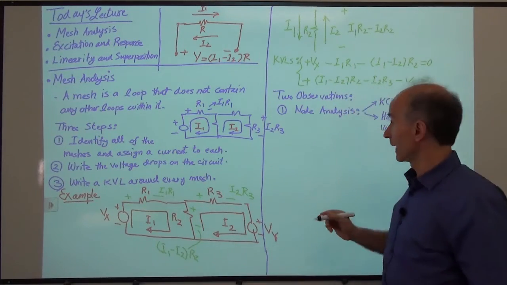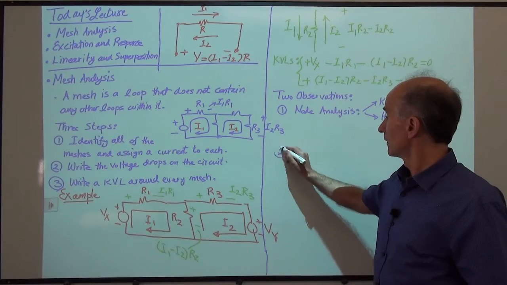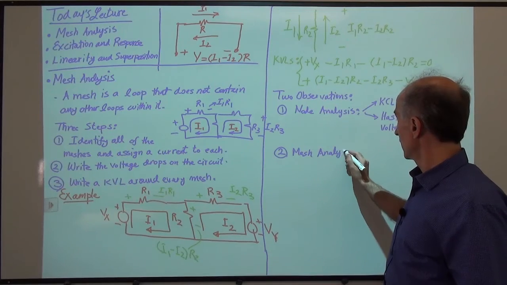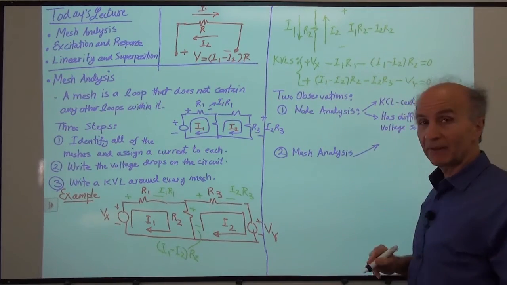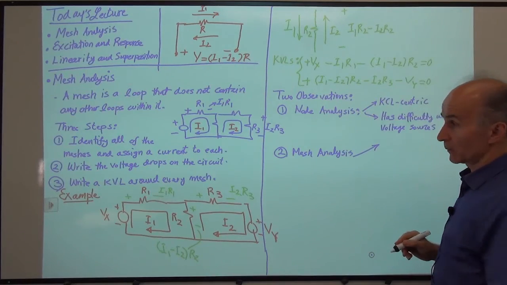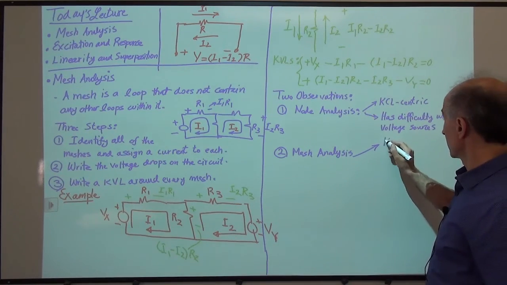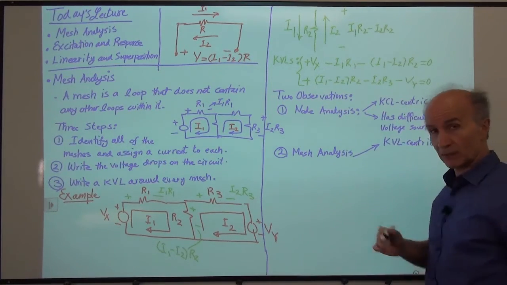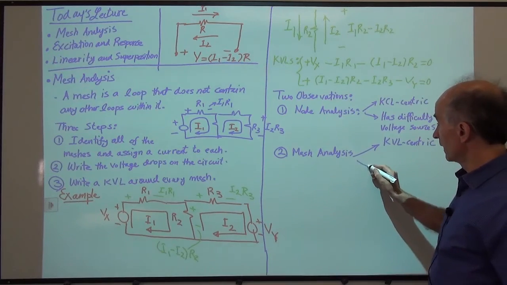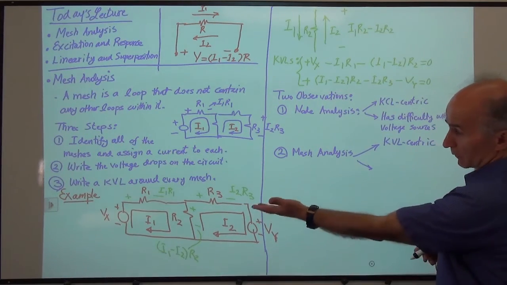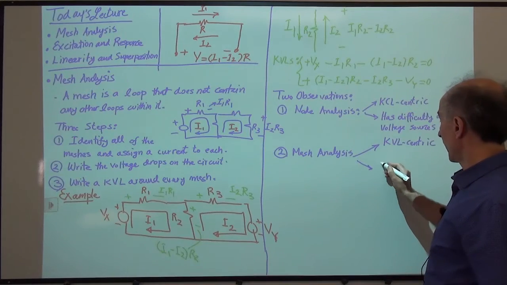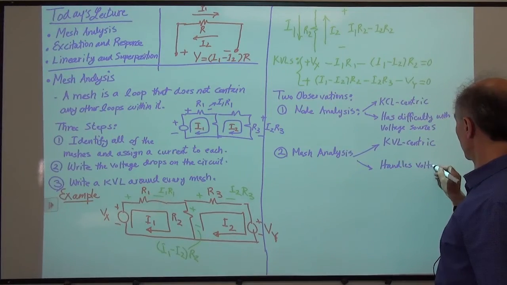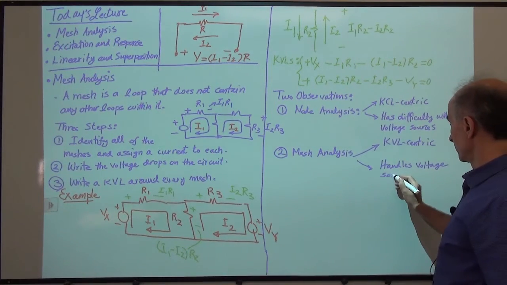Now, mesh analysis, on the other hand, as you can see, is a KVL-centric approach because we keep writing KVLs. It relies on KVLs to the extent that we can. And then it easily handles voltage sources, right? We have voltage sources everywhere, and that's not a problem.